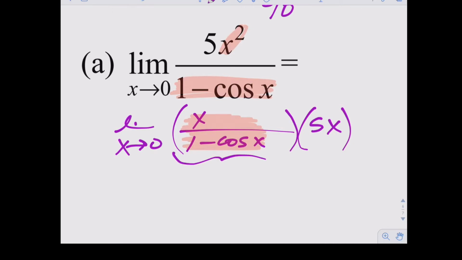Now, this one here is not the one we memorized. It's the reciprocal of the one we memorized. The one we memorized had the 1 minus cosine in the top over x in the bottom, and it went to 0, right? So this being the reciprocal, this should go to the reciprocal of 0, which is D&E. And it's D&E because it's some type of infinity. So that's infinity. And direct substitution on the other one gives you 0.